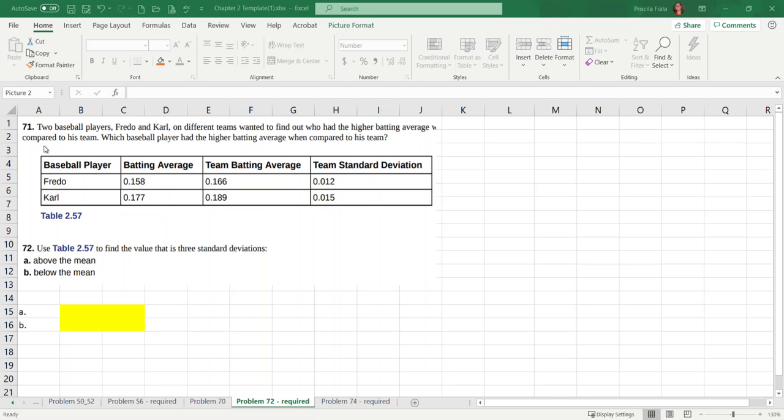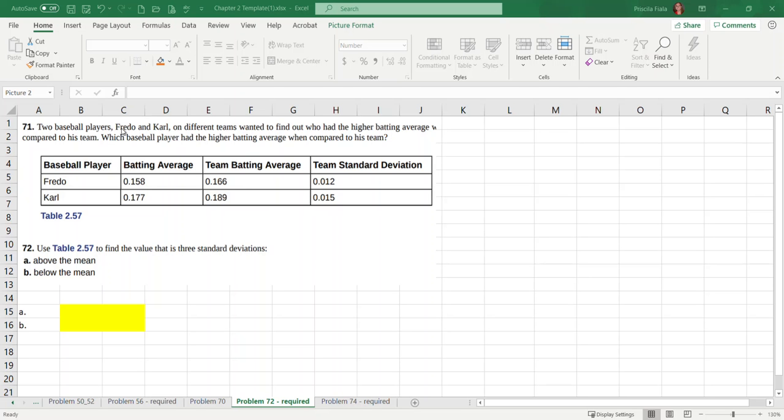Hello class, I'm here to talk about problem 72. To be very honest, you don't need to do 71 in order to solve 72. I just want to give you a quick idea how you could solve this, should you be presented with this later on.